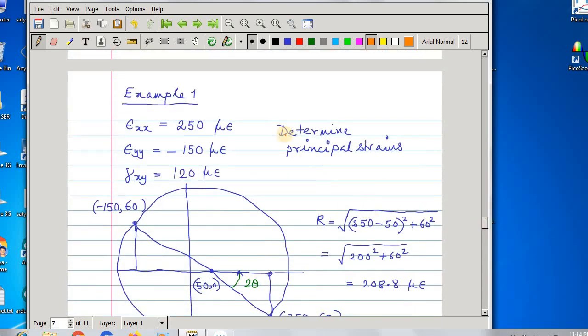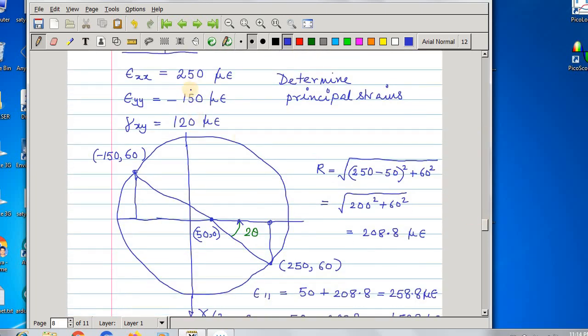So there are some examples, and these examples are taken from a popular book, Mechanics of Solids by Hibbeler. So you can refer to Mechanics of Solids by Hibbeler. This example is taken from here. Epsilon xx is 250 microstrain, epsilon yy is minus 150 microstrain, and gamma xy is 120 microstrain. You have to determine the principal strain.